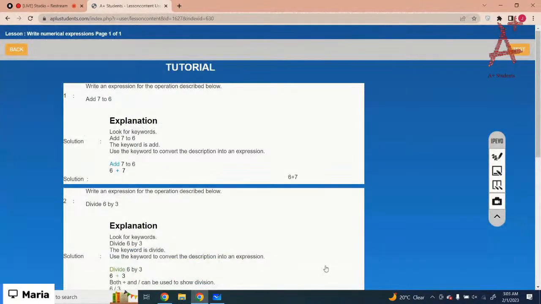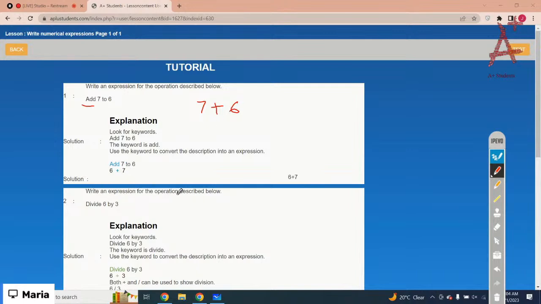Okay, let's start with the examples. Write an expression for the operation described below. Add 7 to 6. Basically, you have to understand the words here. Add means you just have to write down the mathematical expression. So 7 add, just put the mathematical sign for the addition. Got it? It would be 7 plus 6. That's how you can write add 7 to 6. Got it?